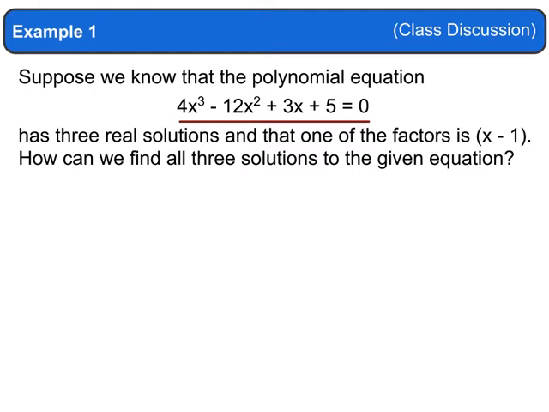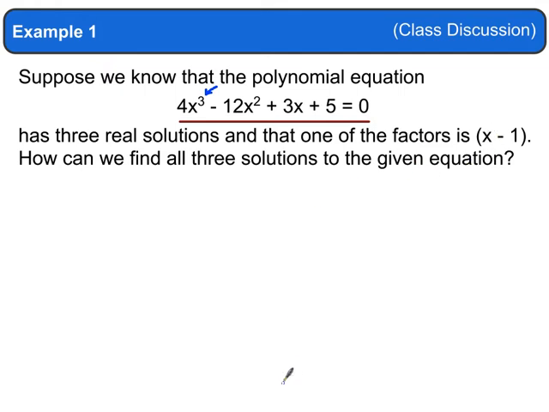So I'll give you a little hint. If we know it has 3 solutions, it's because the largest exponent here is a 3. So we are expecting to get 3 solutions. They tell us that all 3 solutions here are real, and that one of the factors is x minus 1. So we know that one is the case. Now, without going to the graphing calculator, let's see how we could solve this.